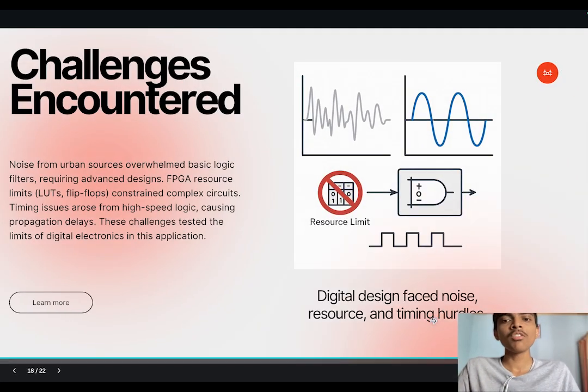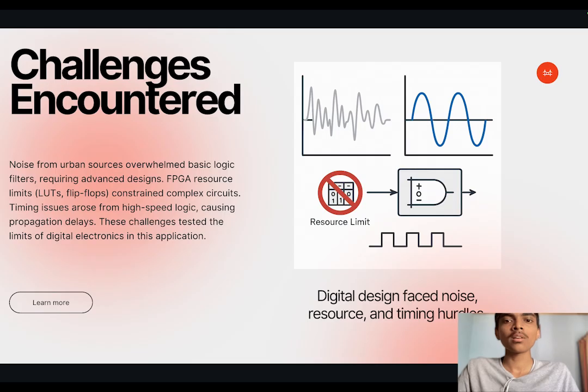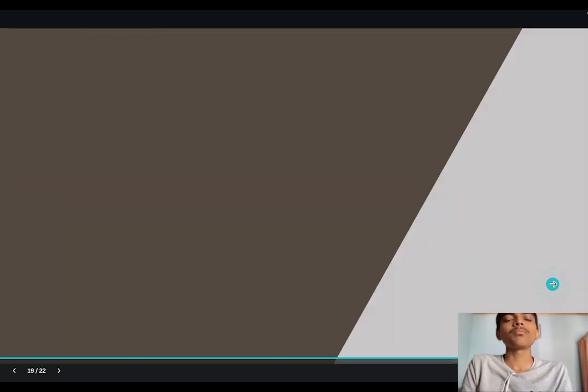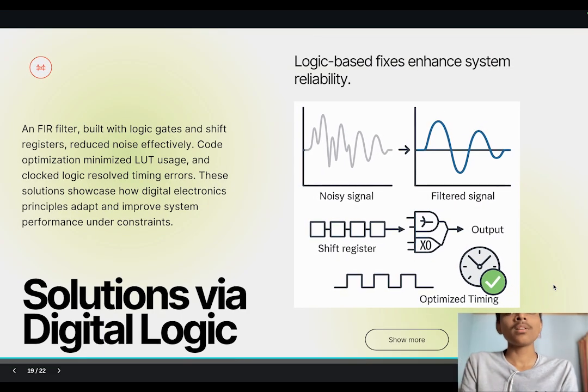Noise drowned simple filters, FPGA resources like LUTs ran tight, and high speed logic hit timing snags. Digital design isn't easy, but it's worth tackling. So the main challenge we encountered was noise, like urban noise, which can disrupt this and give a false positive. So now we'll look into solutions via digital logic.